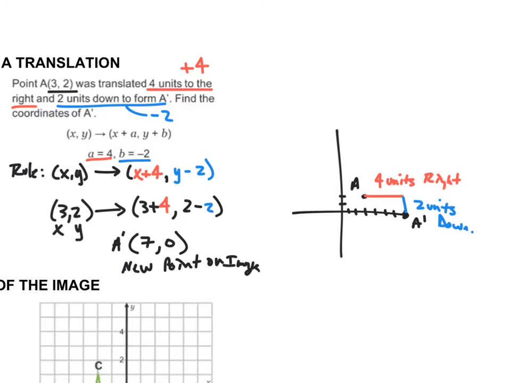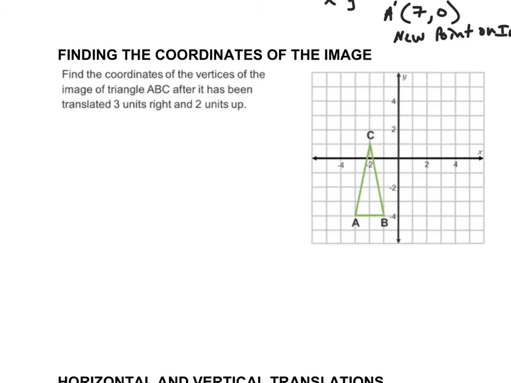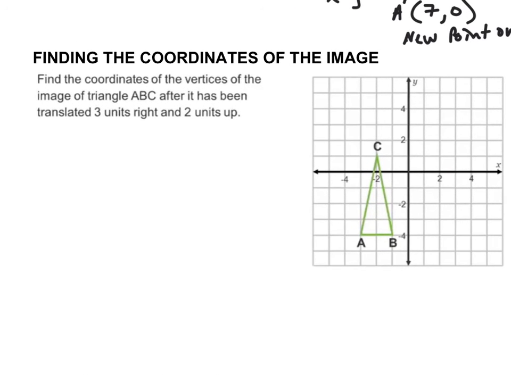But we have to be able to use these mapping rules to go from one point to the next, all right? So now let's try this. Finding the coordinates of an image. Find the coordinates of the vertices of the image triangle ABC after it has been translated 3 units to the right, 2 units up.